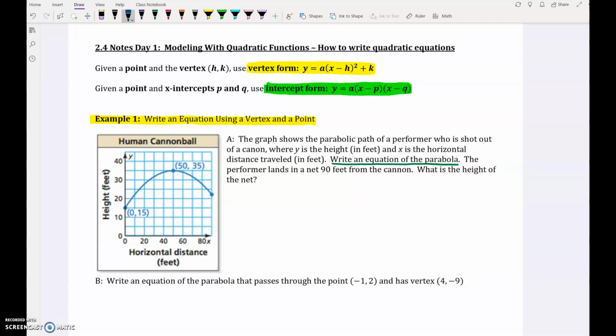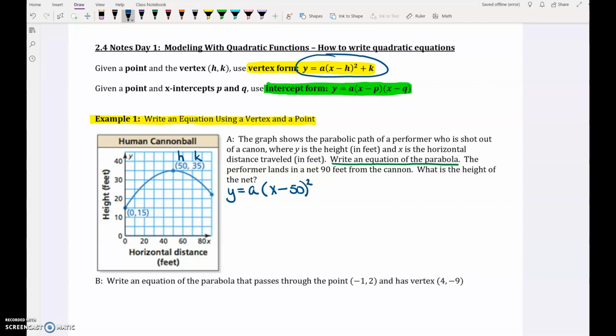So first of all, our vertex is here, 50, 35. The vertex is (h, k). So our h value is 50 and our k value is 35. So your first step is write the equation in vertex form, putting h and k in the correct place. So y equals a, parentheses, x minus h, our h value is 50.